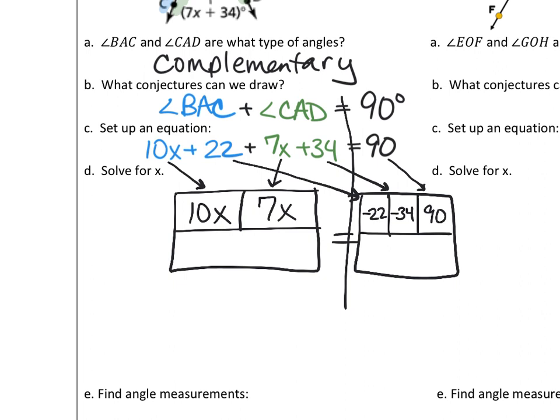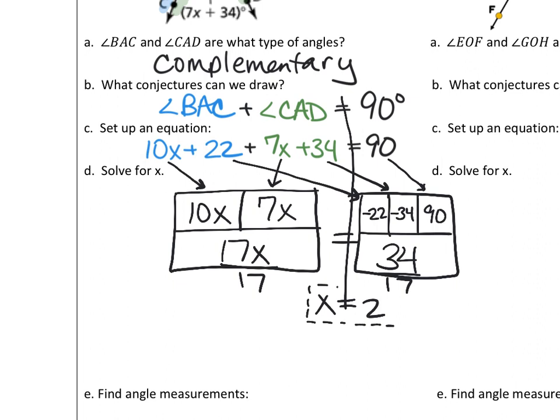Okay, quick review for box method. What do we do with all the numbers in the top? Add them. Very good. Add them even if they're negative. 10 plus 7 is 17x's. Negative 22 plus negative 34 plus 90. You give me that one in a calculator. Yes, 34. Fabulous. Okay, last step is to do what? Divide by the number in front of x, which is 17. So we divide by 17 on both sides. We get 2.